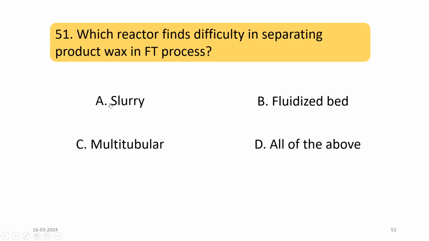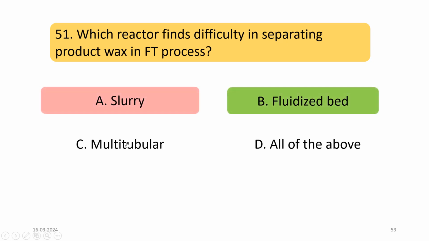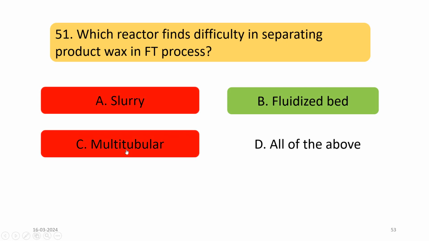Next question. Which reactor finds difficulty in separating product wax in the FT process? The answer is fluidized bed. Because in the FT process, slurry reactor, multitubular reactor and fluidized bed reactor are used. But in the fluidized bed reactor, it is difficult to separate the wax from the suspended catalyst. So here the answer is fluidized bed.